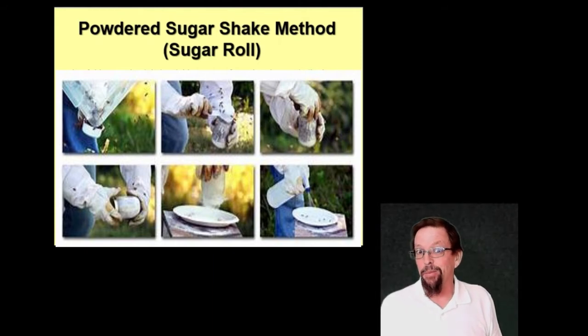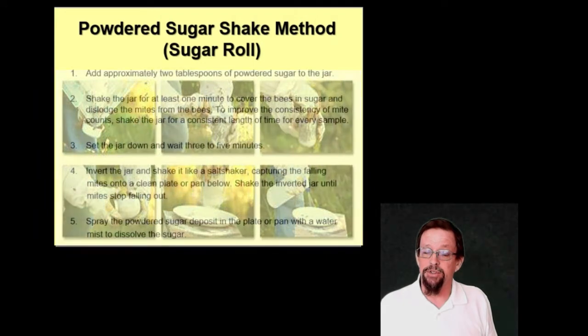I actually stole my daughter's Frisbee for this one. You're going to shake the jar until the mites stop falling out. Then you're going to take a spray bottle, and you're going to spray the powdered sugar on the plate with water until the sugar dissolves, and then you'll be able to see the mites.